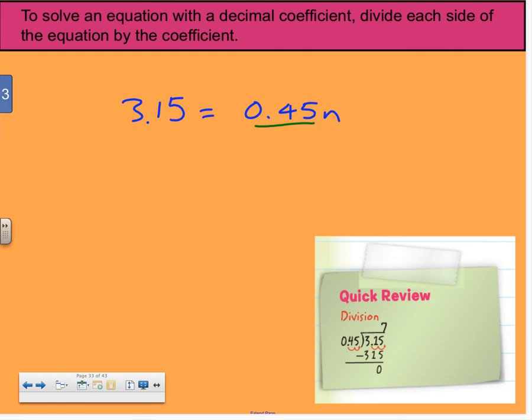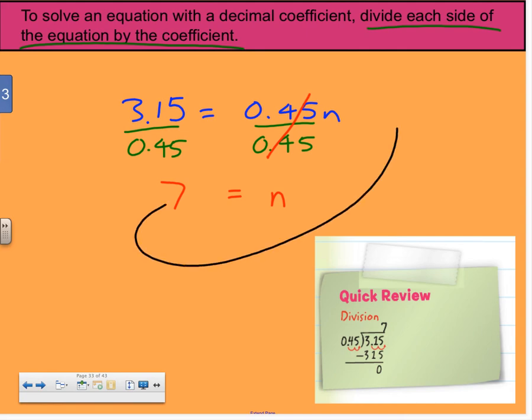What did it say to do? Divide each side of the equation by the coefficient. So I'm going to divide this side by 0.45. That's going to cancel out. Divide the other side by the same thing. So this cancels, and I'm left with n. Now I just have to do 3.15 divided by 0.45, and that just happens to be 7. And once again, we can double check that by taking the 7 and putting it back in the original equation. All right, let's do one more example, and then I'll let you guys get started.